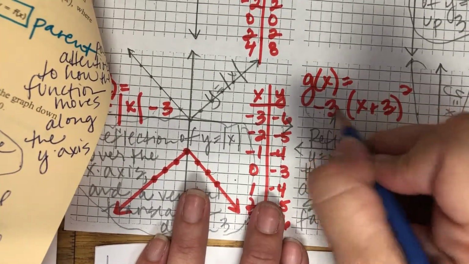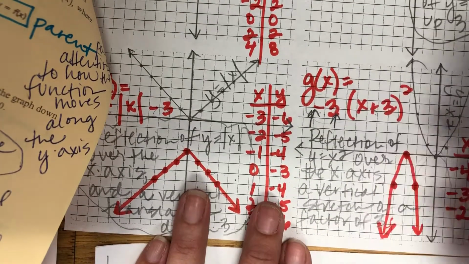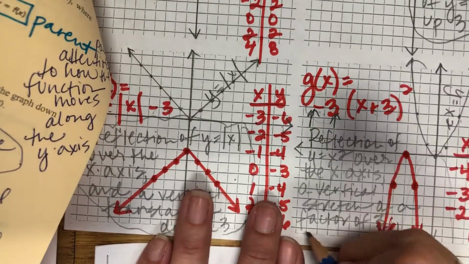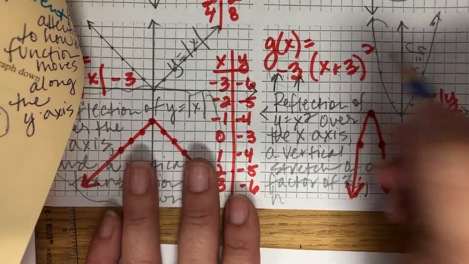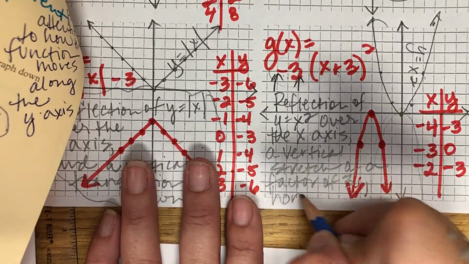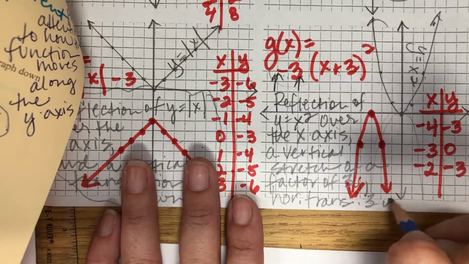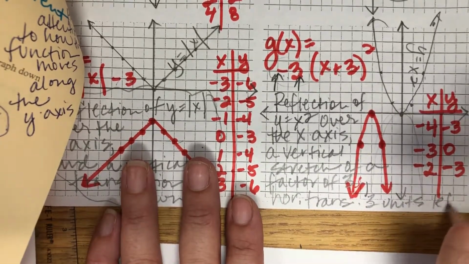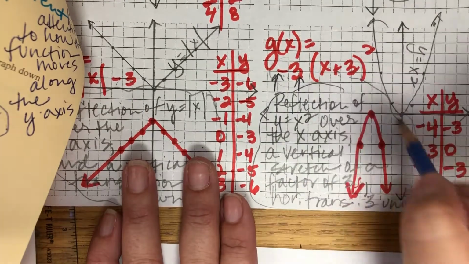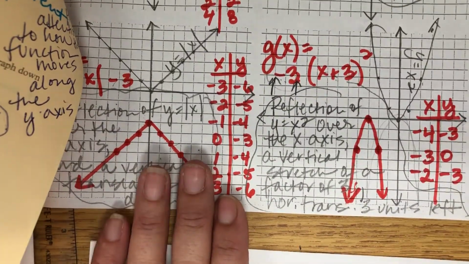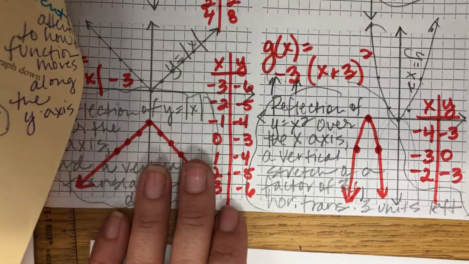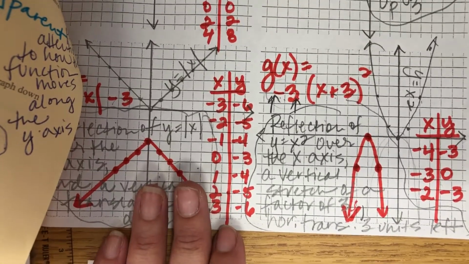That's this 3. The negative made the reflection. And then this +3 gave me a horizontal translation 3 units left. Remember, it does the opposite of what we think. Horizontal translation 3 units left. Again, make sure your descriptions are complete. If you need to add a piece of paper to your assignment or something to write these out, go ahead.